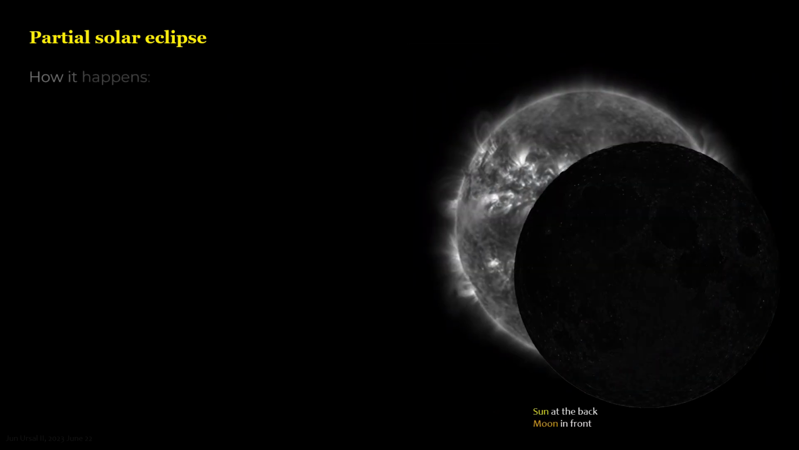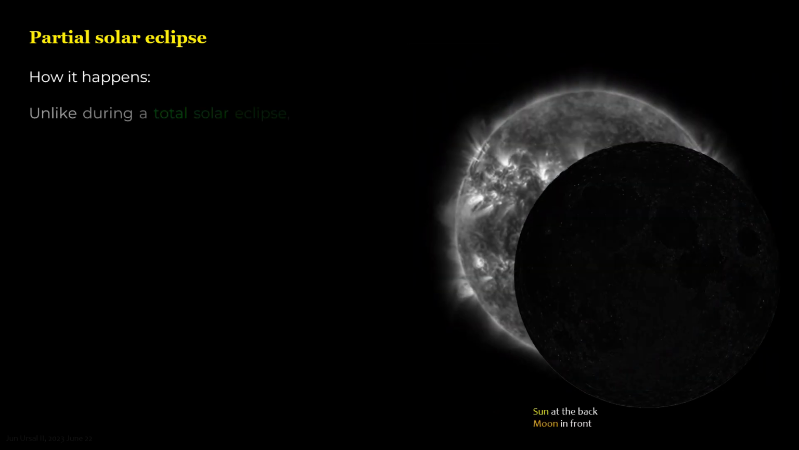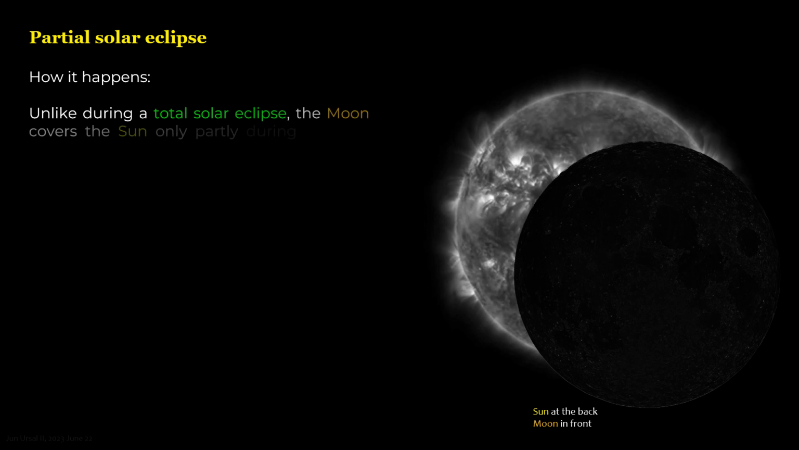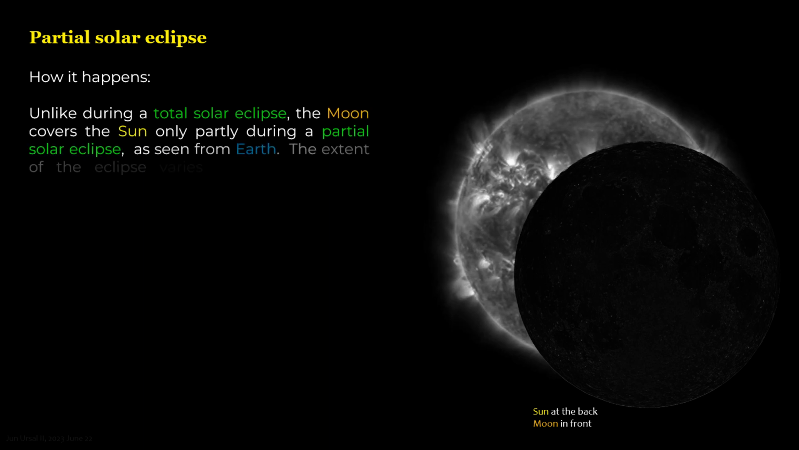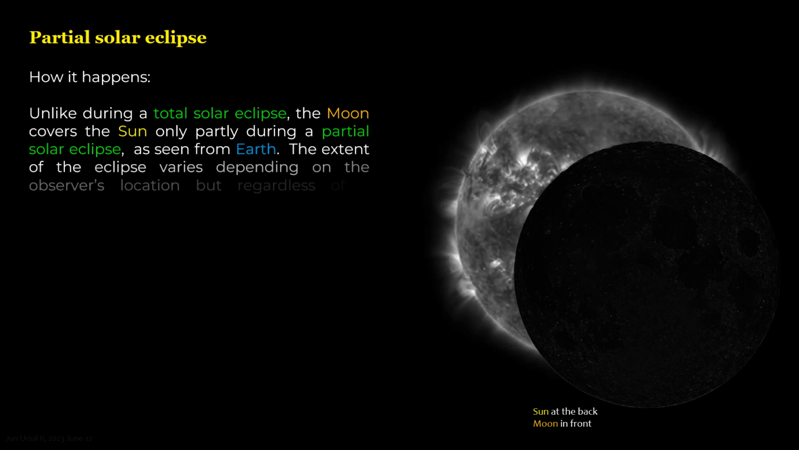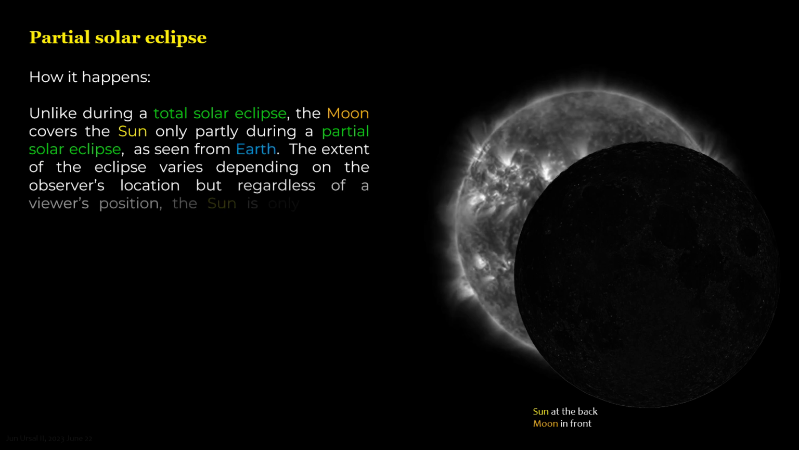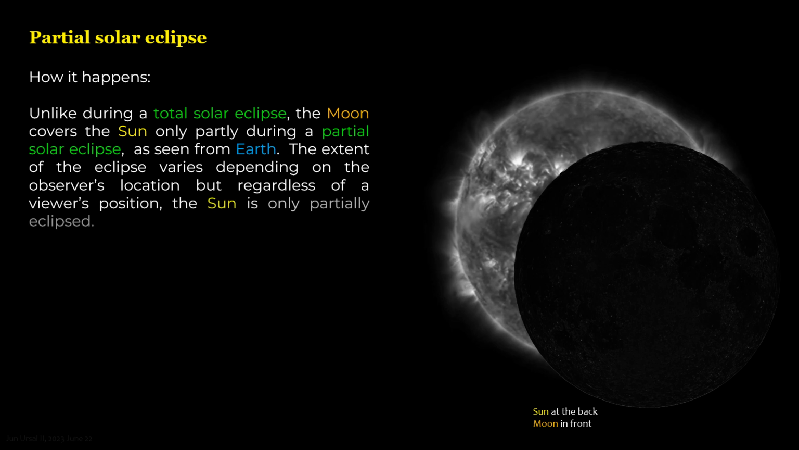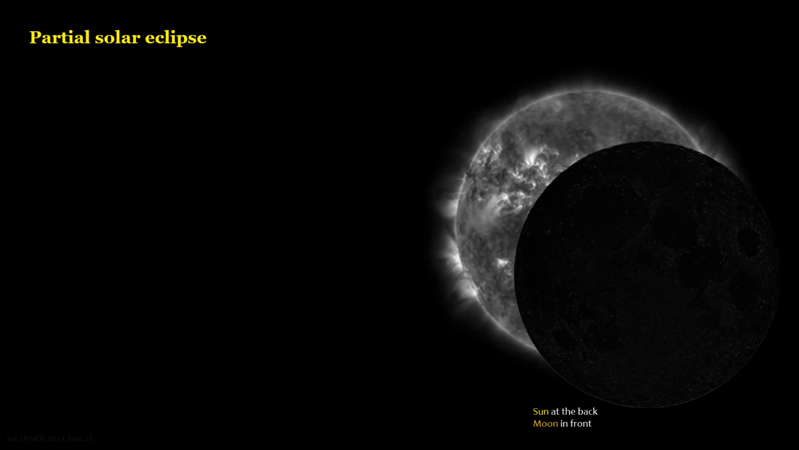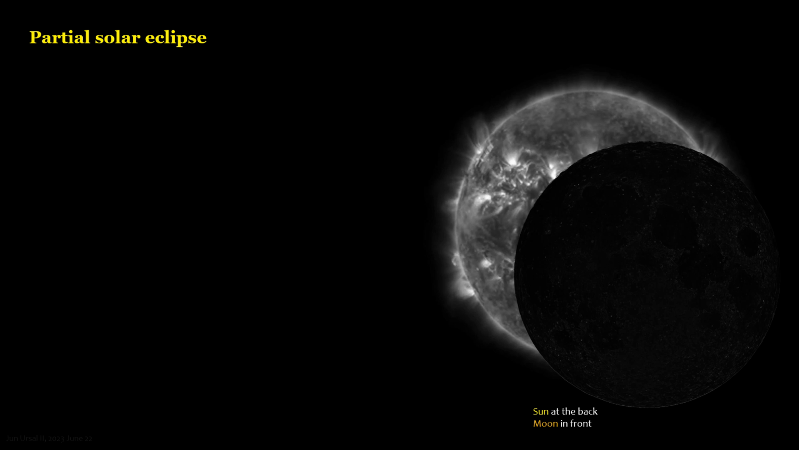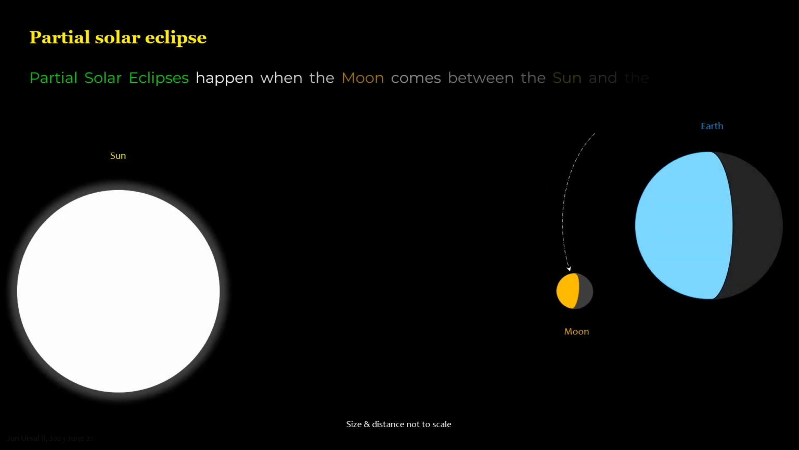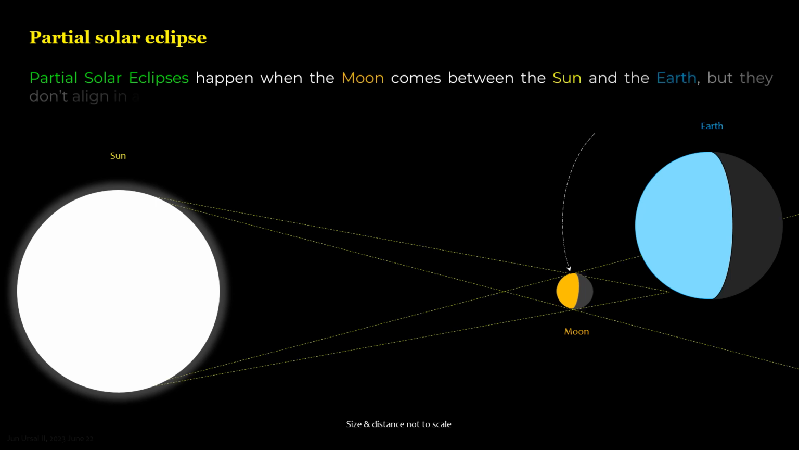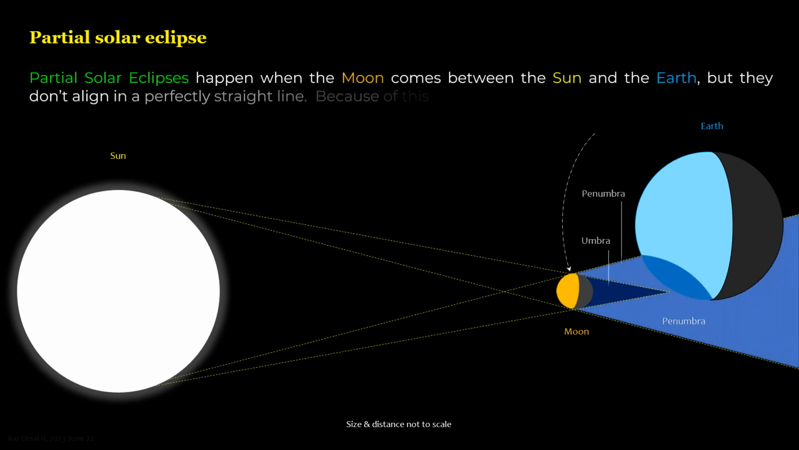How it happens: unlike during a total solar eclipse, the moon covers the sun only partly during a partial solar eclipse, as seen from Earth. The extent of the eclipse varies depending on the observer's location, but regardless of a viewer's position, the sun is only partially eclipsed. Partial solar eclipses happen when the moon comes between the sun and the Earth, but they don't align in a perfectly straight line. Because of this, the moon only partially covers the sun's disk.